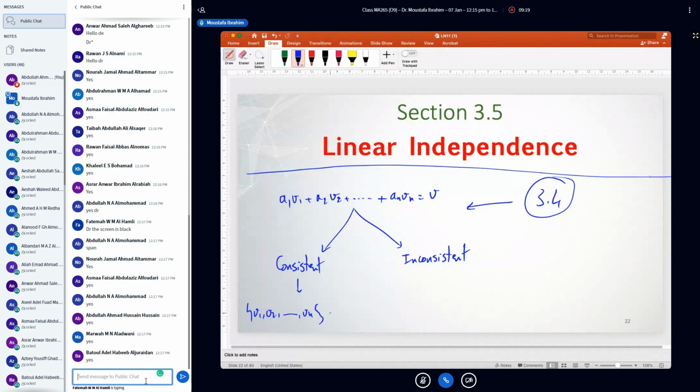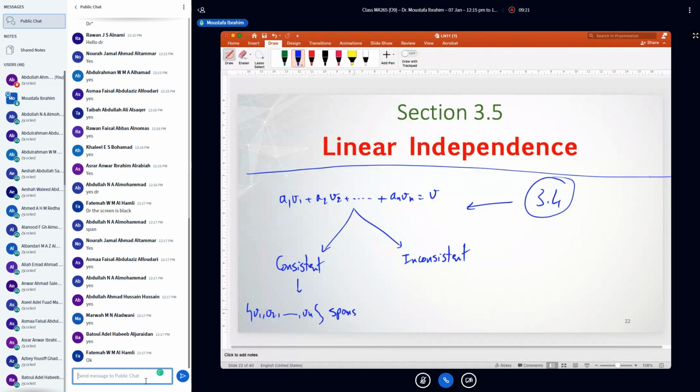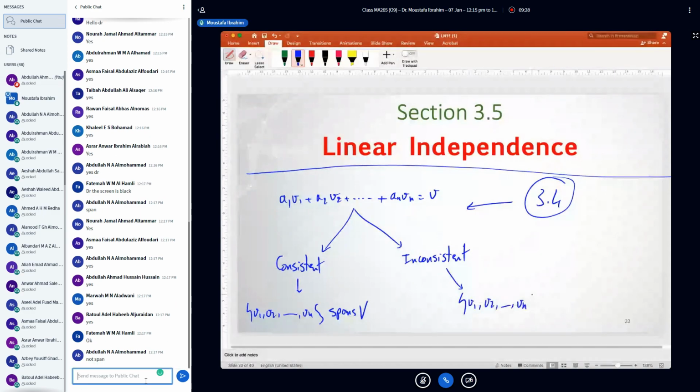So V1, V2, Vn spans V. If it's inconsistent, it means V1, V2, Vn does not span. Very good. So this one was for 3.4. Now for 3.5, look what we will do.